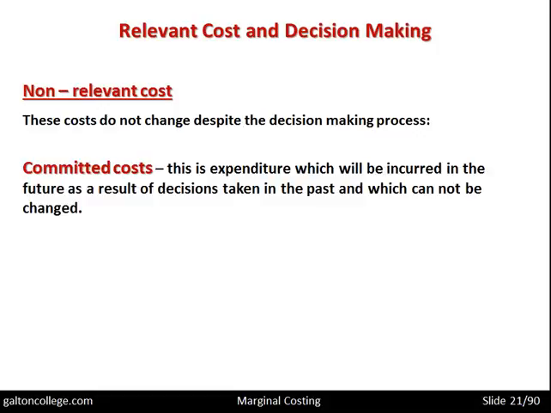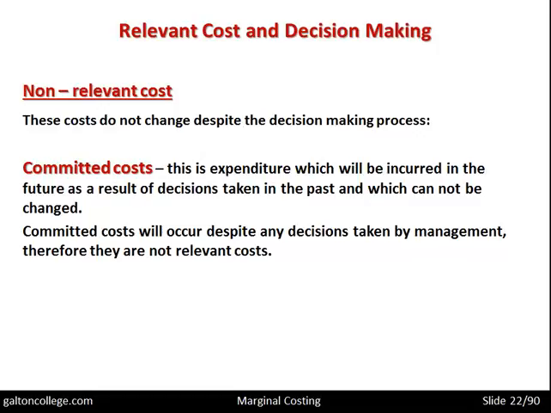Now, committed costs. Well, this is the expenditure which will be incurred in the future as a result of decisions taken in the past and which cannot be changed. Sometimes companies commit themselves to a certain course of action. They can't change it. Perhaps there's a contractual agreement with another company to do something. That's committed, and the costs are committed. The company has to honour what it said, so it's fixed. Committed costs are fixed. They're not relevant for decision making. The company simply has to pay what it said.